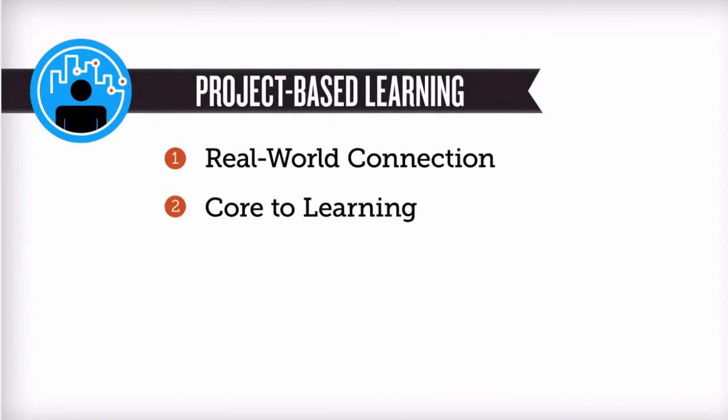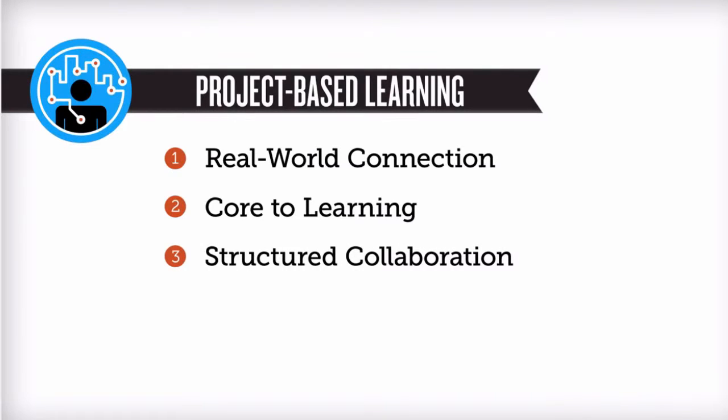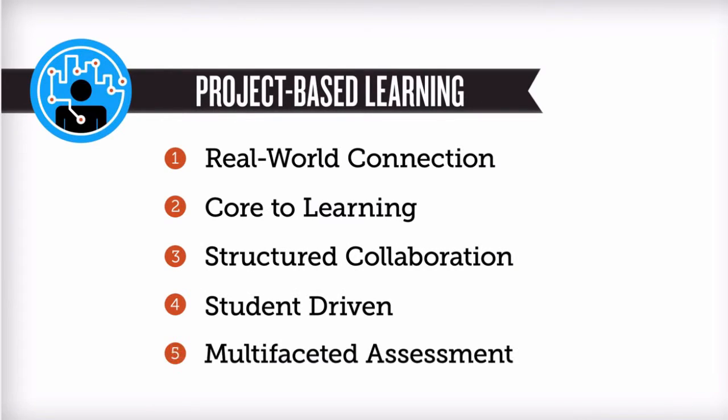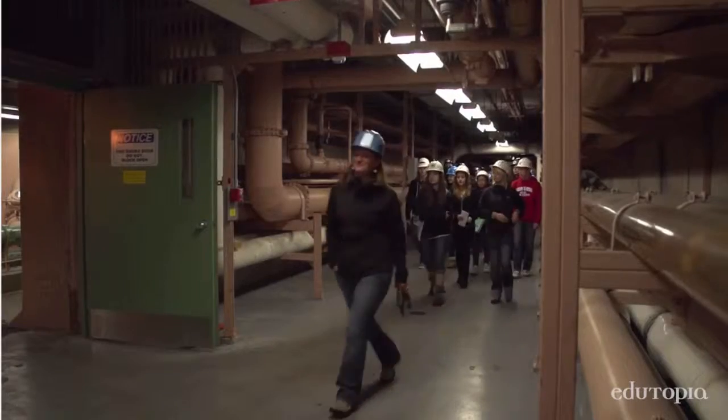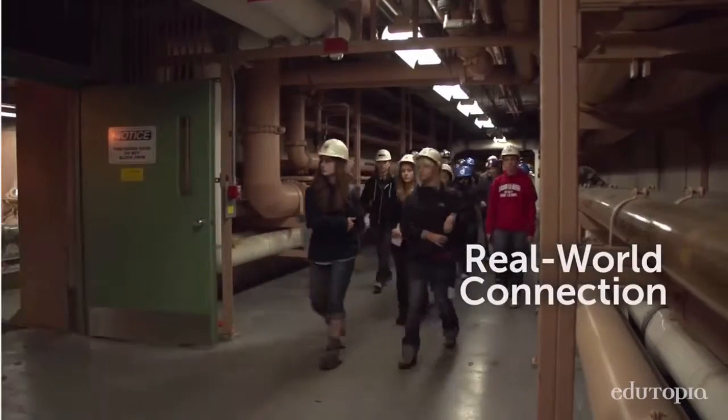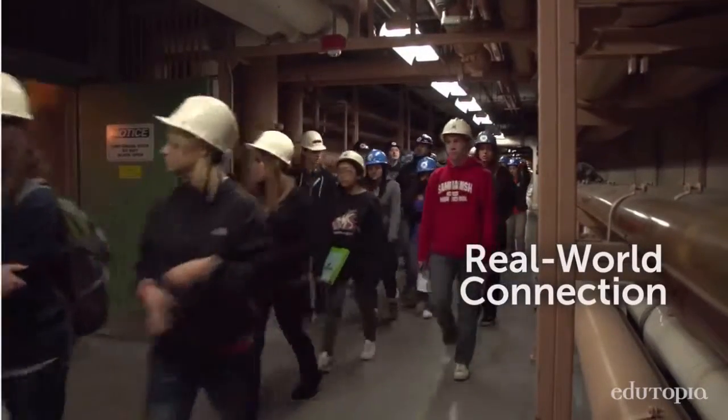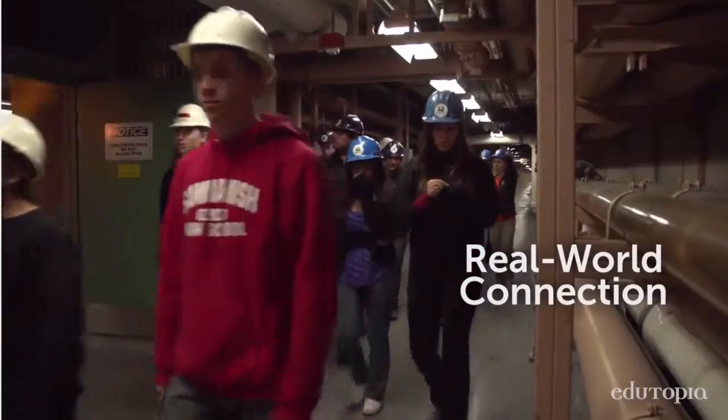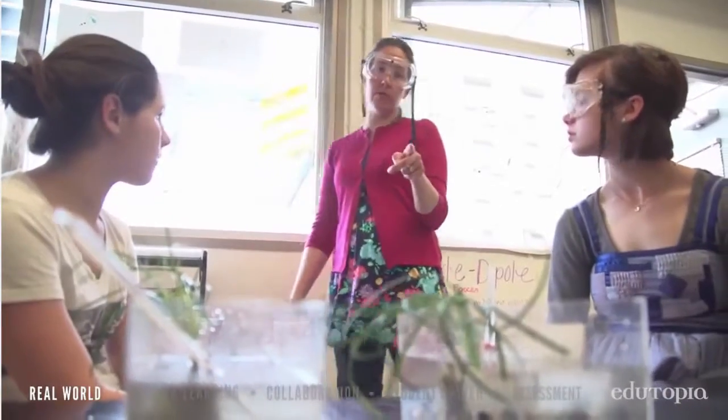There are a lot of different ways to approach PBL and implement it, but really it all boils down to 5 essential keys: real-world connection, core to learning, structured collaboration, student-driven, and multifaceted assessment. The first key component of PBL is real-world connections. And really what this entails is having an authentic problem that drives the curriculum.